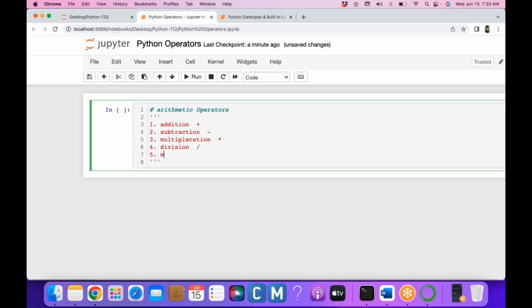Last but not least is the modulus. When you divide one number by another, you get a remainder, right? To get the remainder, we use the percentage symbol. Basically, these 5 operators are common for any programming language, but Python gives 2 more operators. Once we see some examples of these 5 operators, we can look at the next 2.